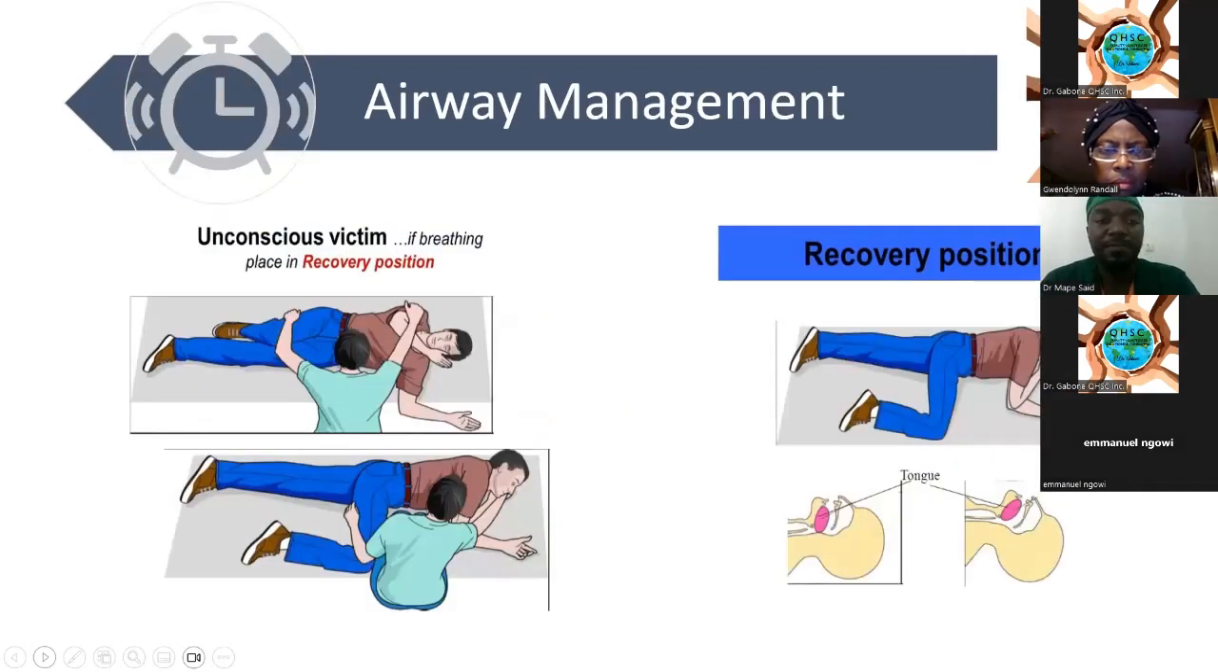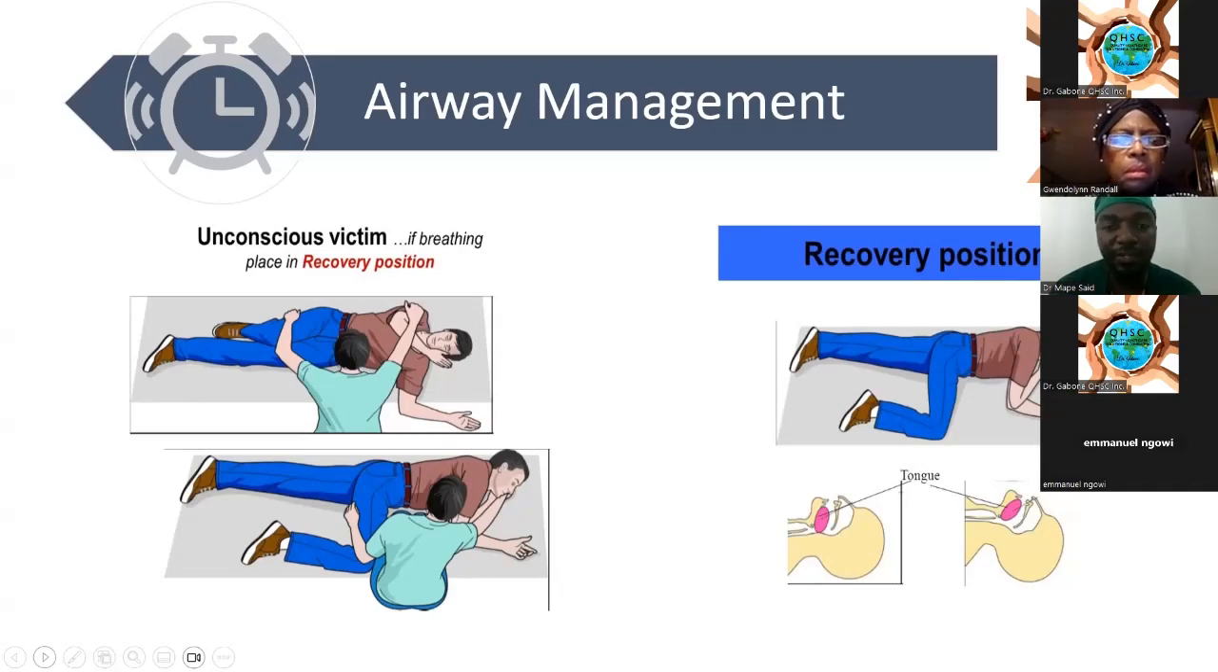If I have an unconscious victim who is breathing, he is breathing but unconscious, place him in a recovery position. Now, as we can see from the picture, my side is the left side. You lie the patient on the left side, with the right arm placed down to the cheek and the right leg flexed a little bit, as is shown in the picture.